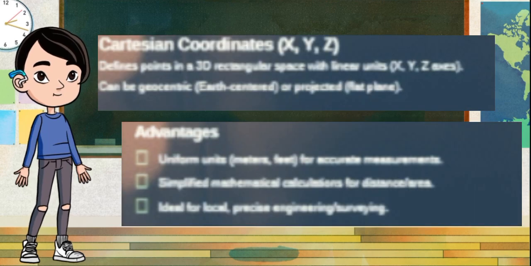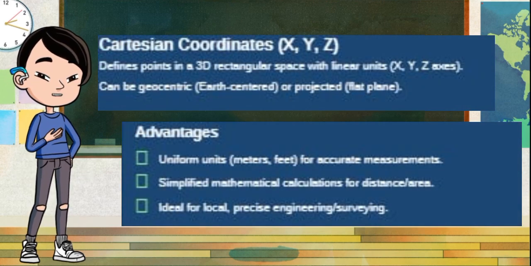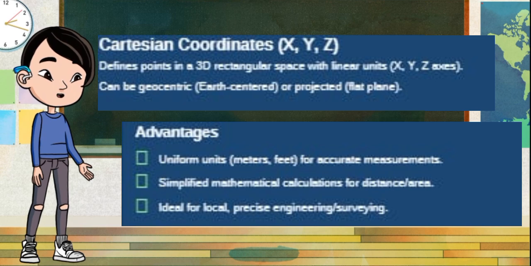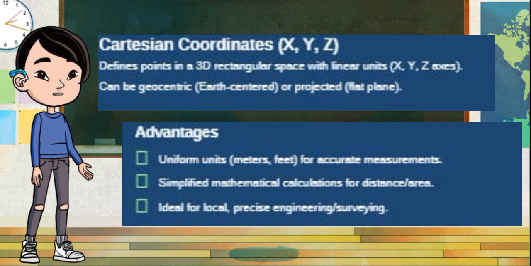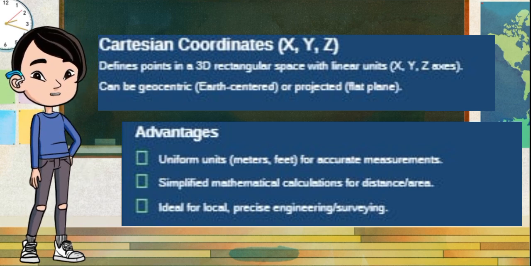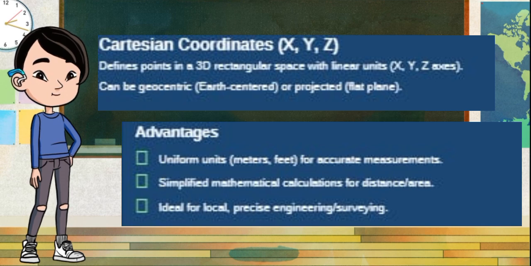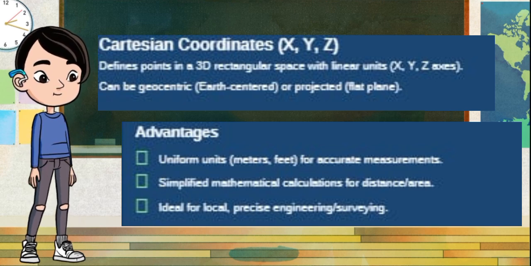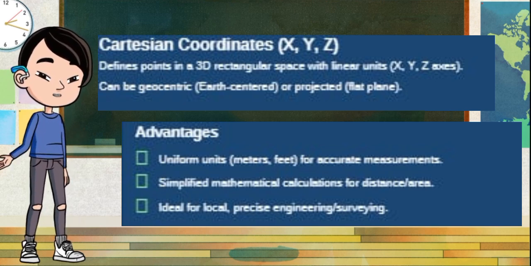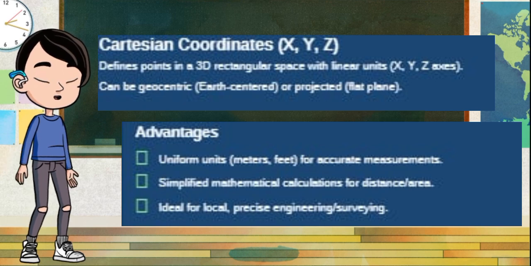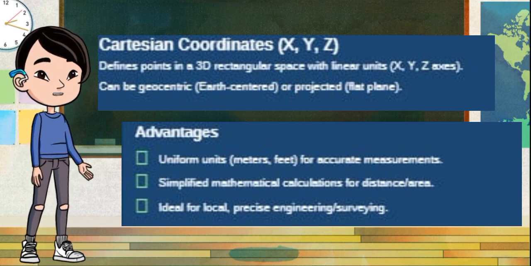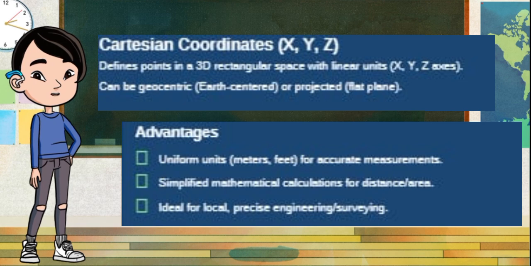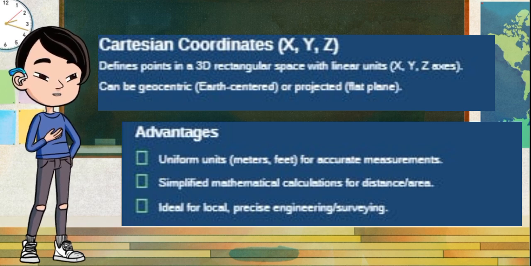Cartesian coordinates define points in a 3D rectilinear space using linear units like x, y, and z axes, usually in meters or feet. This can be geocentric or projected. The main advantages are they use uniform units for accurate measurements, allowing for simplified mathematical calculations for distance and area, making them ideal for local, precise engineering and surveying.